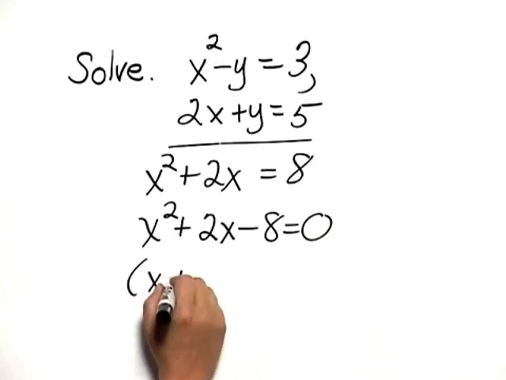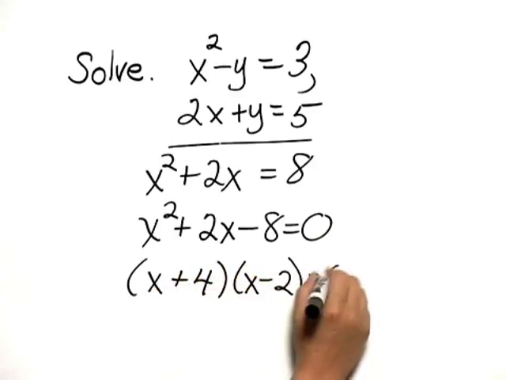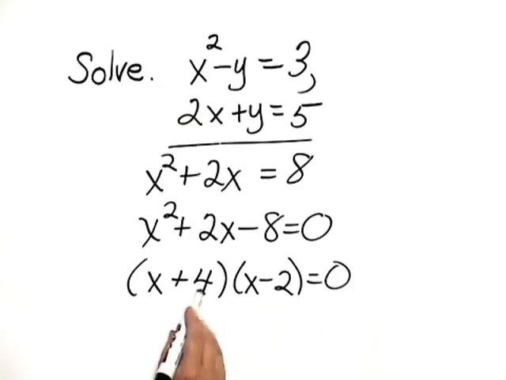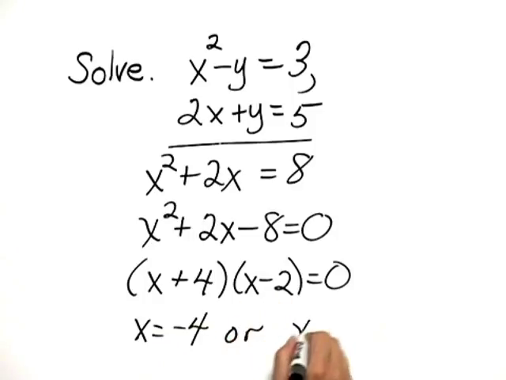Factoring, we would have x plus 4 times x minus 2 equals 0. When x plus 4 equals 0, x equals negative 4. And when x minus 2 equals 0, x equals 2. Now we have to substitute when x is negative 4.